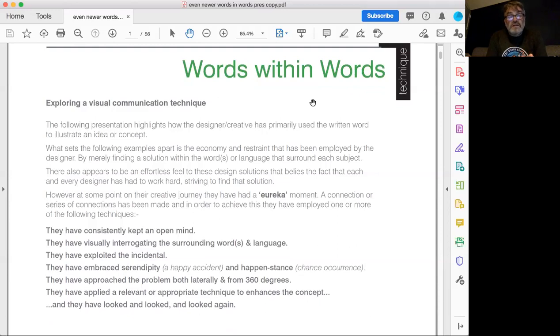They have visually interrogated the surrounding words and language. They've exploited the incidental. They've embraced serendipity, which is a happy accident, if you don't quite know what that means, or happenstance, a chance occurrence. They've approached the problem both laterally and also from 360 degrees in the round. They've applied a relevant or appropriate technique to enhance the concept, and they've looked and looked and looked again. So I'm going to show you some examples of what exactly that means.